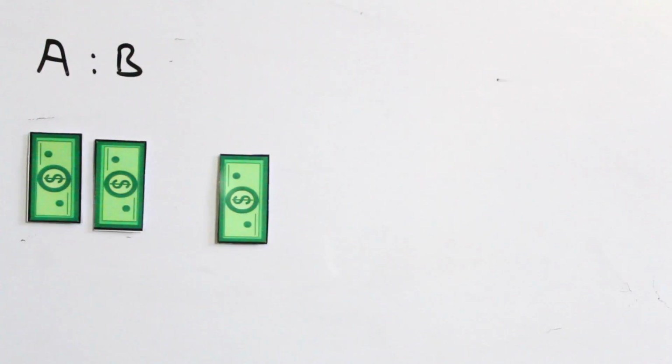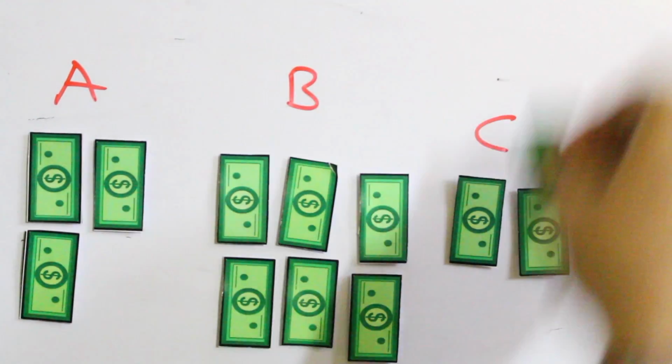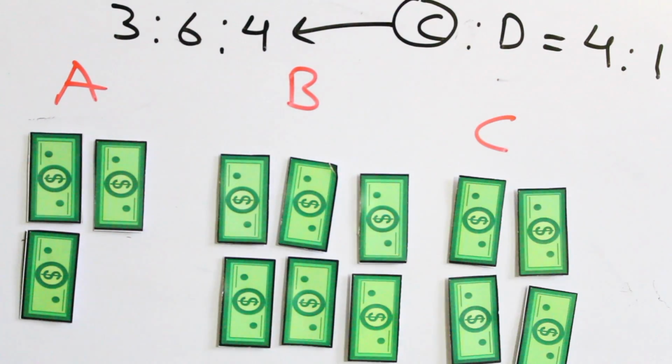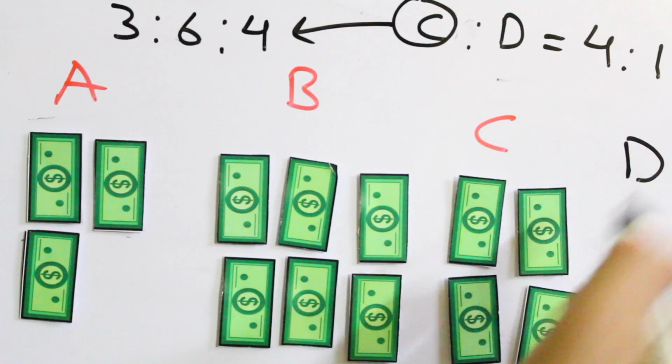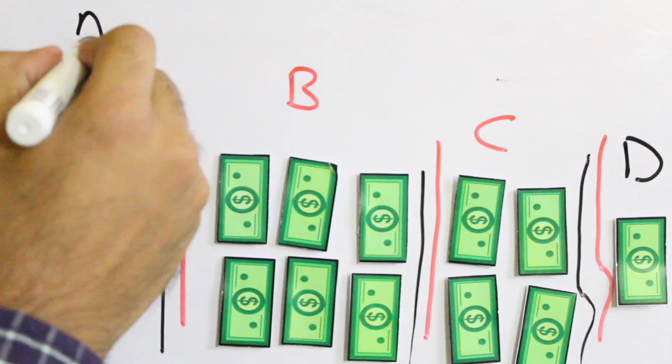Now we have A is to B is to C as 3 is to 6 is to 4, and C to D is 4:1. In these two ratios, C is common and its value is the same. So now the final answer for us will be 3 is to 6 is to 4 is to 1.